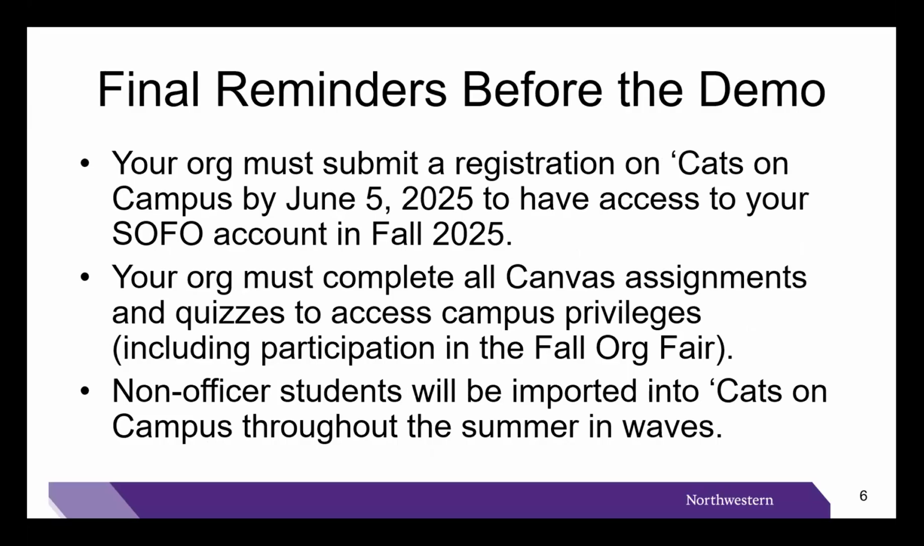So as a final reminder, you'll be expected to complete part one of the registration on Cats on Campus by June 5, 2025. This is necessary to have access to your SOFO account during fall quarter. Your organization must complete all the Canvas assignments and quizzes to access campus privileges, and we'll have more details about this in the next few weeks.